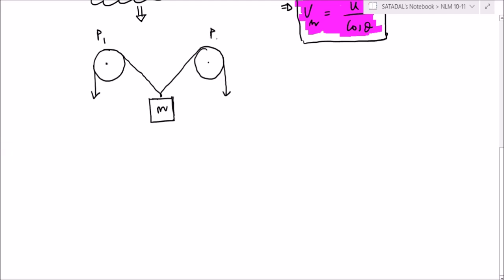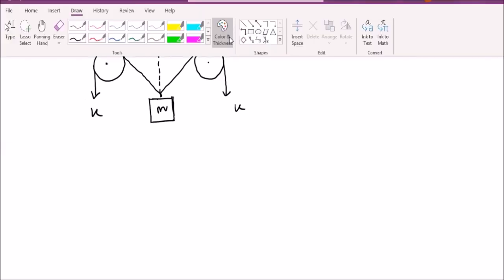Yes, Nita. P1, P2. So now check. This is the direction of VM. These are pulled with U and U. Okay. We will write one line.